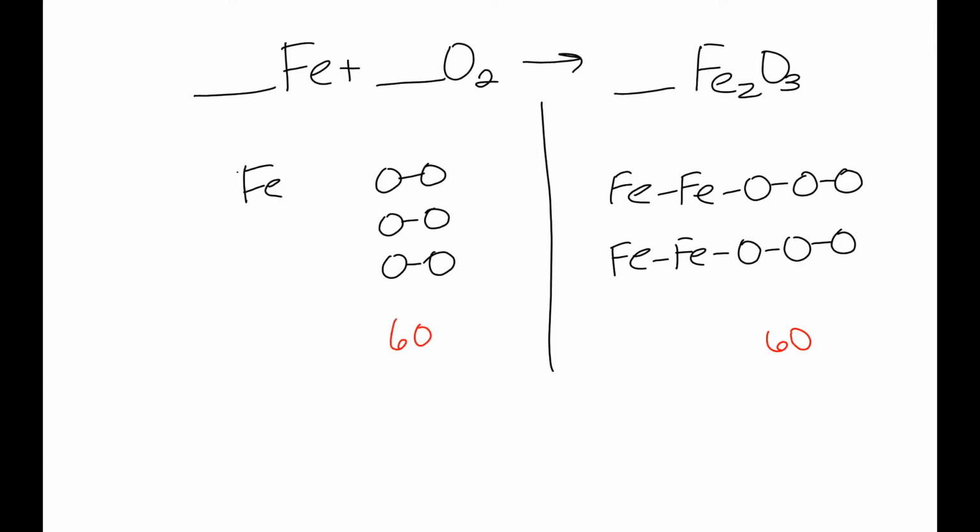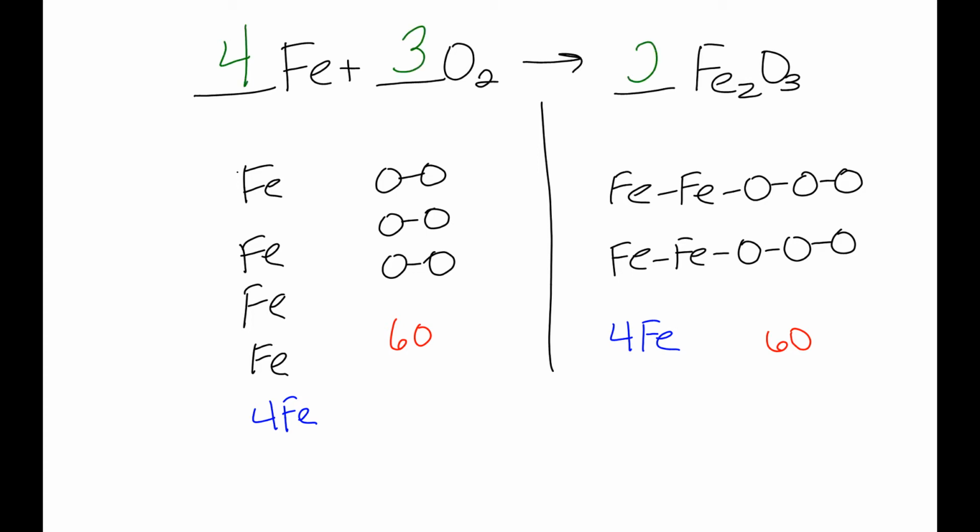Fe-wise, I have 4 Fe's here on the right hand side, on the product side. Well, all I've got to do is add 3 more. So I now have 4 Fe's. So it looks like I'm balanced. So let's go ahead and put our numbers in there. So we've got 4 Fe's, we've got 3 O2s, and 2 Fe2O3s.